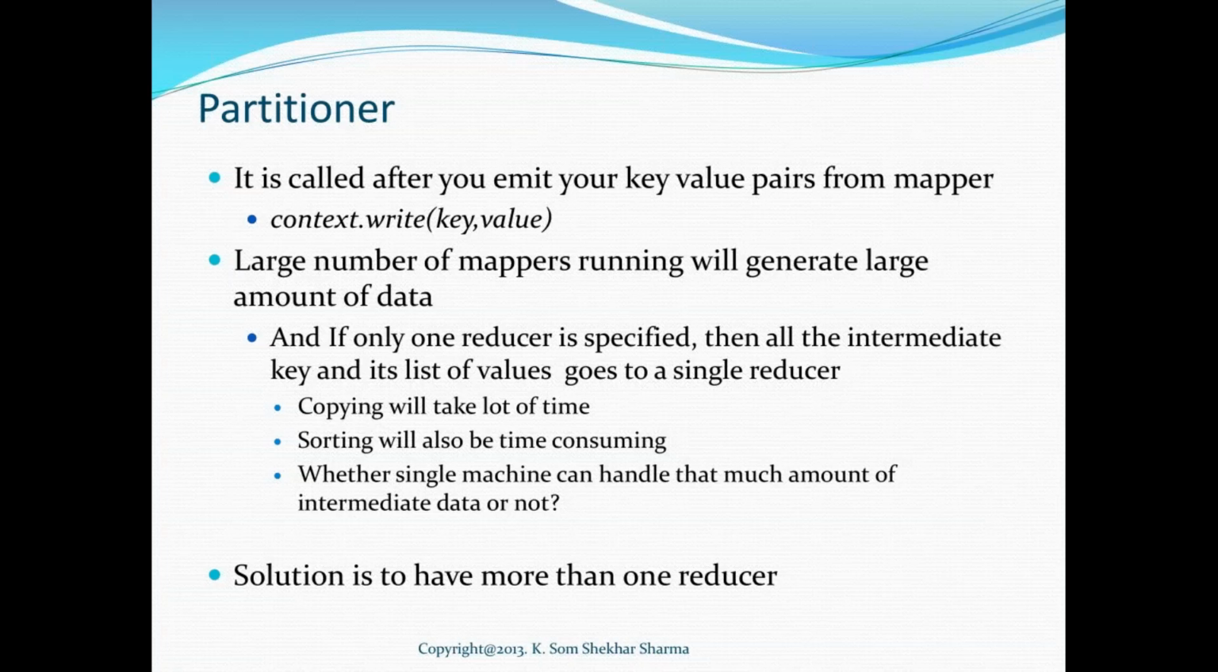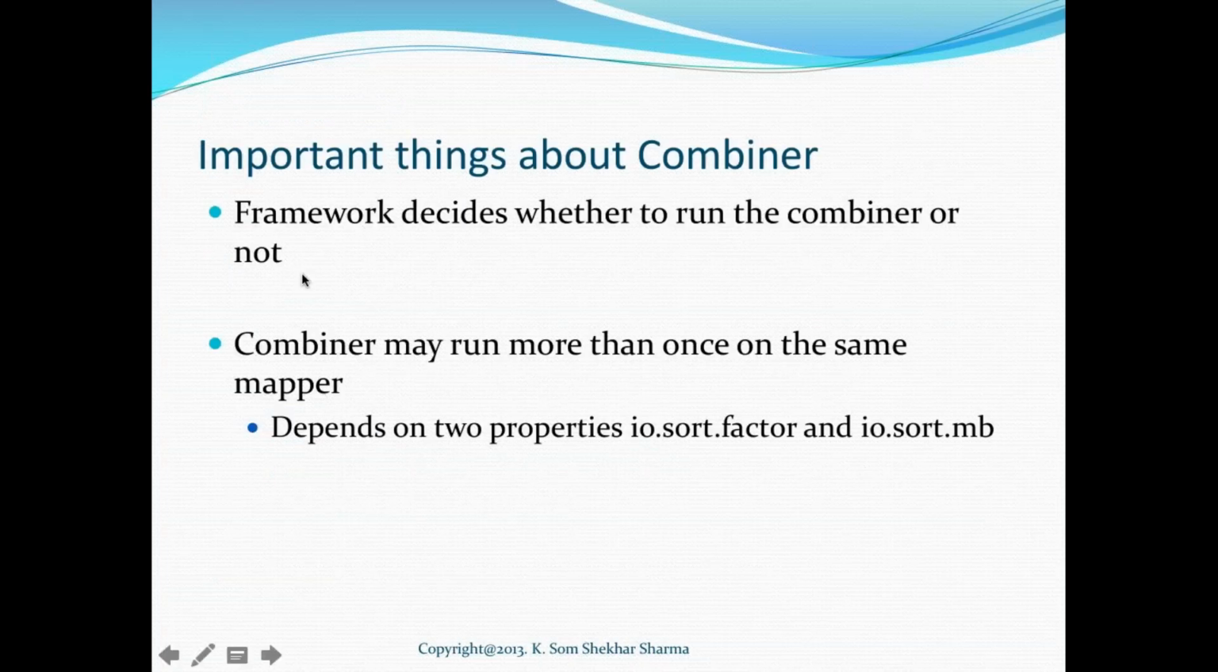And you have to figure it out if you can. Just spend 1 hour, 1 day. Understand these two properties, io.sort.factor and io.sort.mb, and then tell me why the behavior of the combiner is like this. Even though you have set in your driver code to run the reducer logic locally on the mapper machine, it entirely depends on the framework, depending on these two properties, whether it will run or not, or if it runs, it might run more than once also.